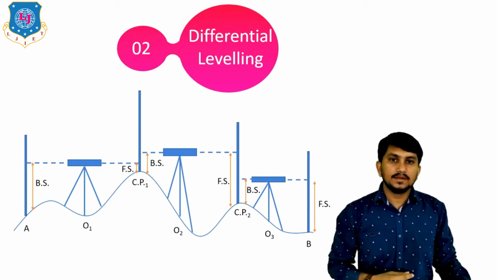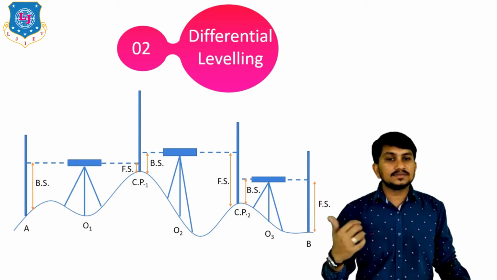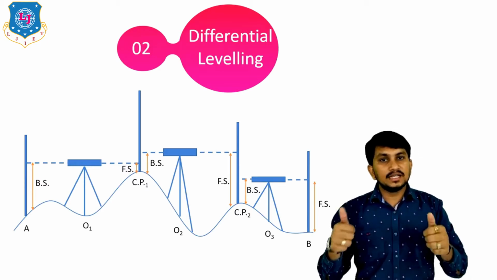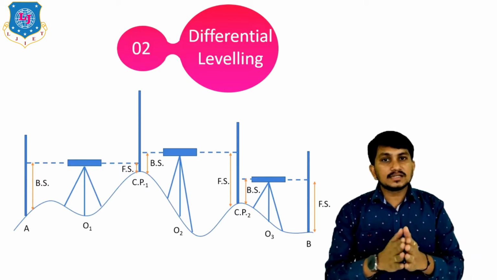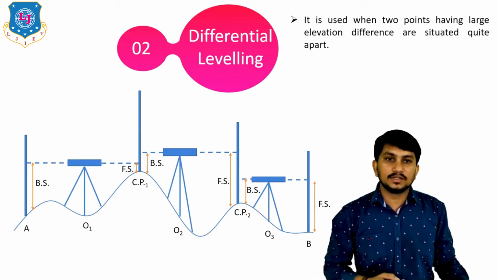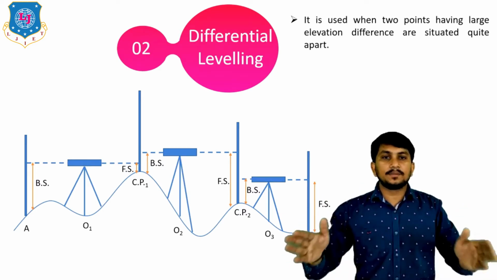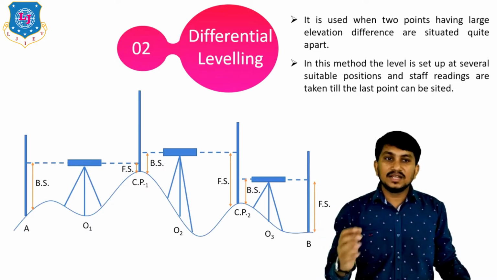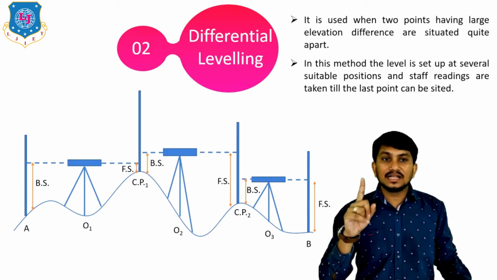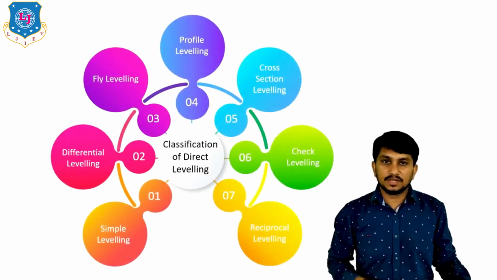This is FS. To find out the level difference, a number of setups are required, like O1, O2 and O3. One setup cannot find the level difference between these 2 points because the distance is too large and the level difference is more. This is called the differential type of leveling. It is used when 2 points having a large elevation difference are situated quite apart. In this method, the level is set up at several suitable positions and staff readings are taken till the last point, like B, can be sighted.